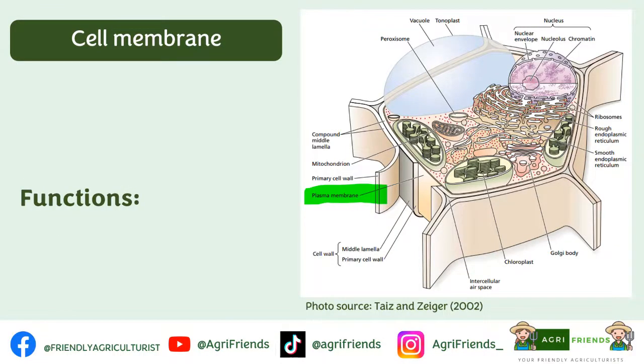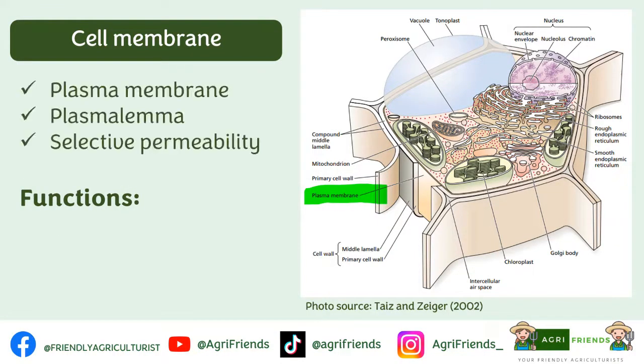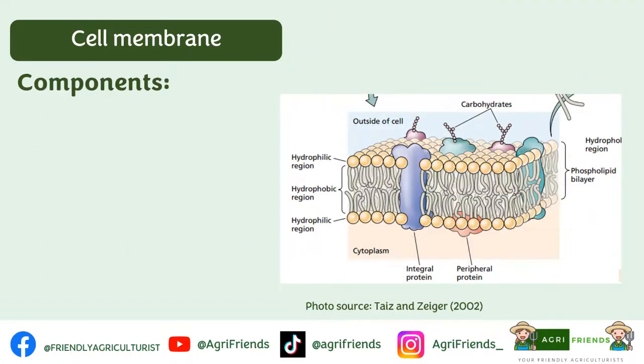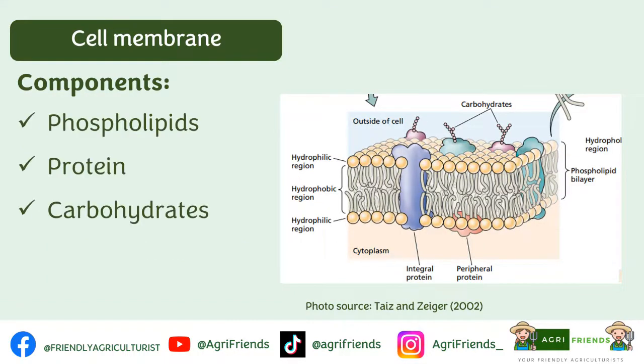So the cell membrane, also called the plasma membrane or plasmalemma, has selective permeability. So this is the membrane just after the cell wall. So this part. Since it has selective permeability, it allows the cell to take up and retain certain substances while excluding others. So what are the components of the cell membrane? You have the phospholipids, proteins, and carbohydrates.